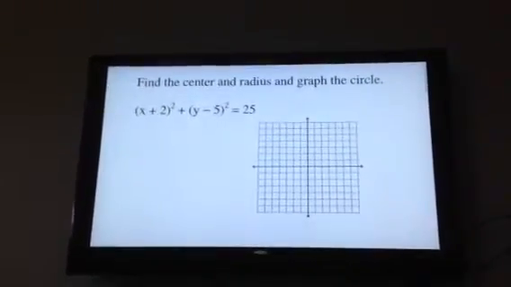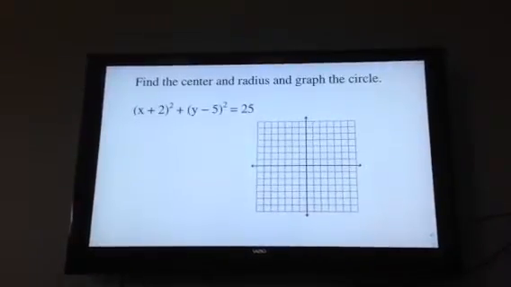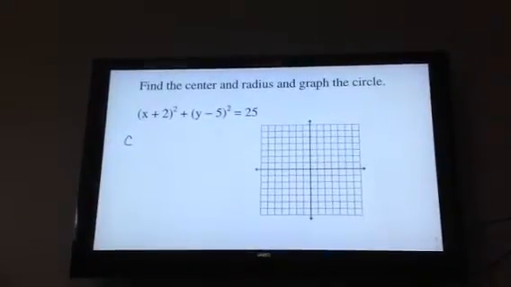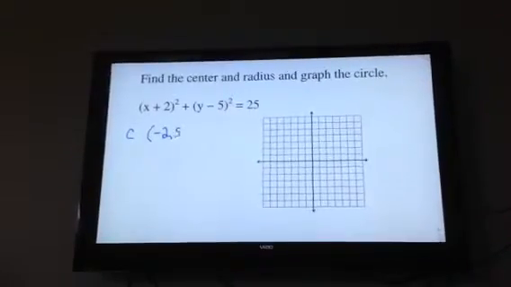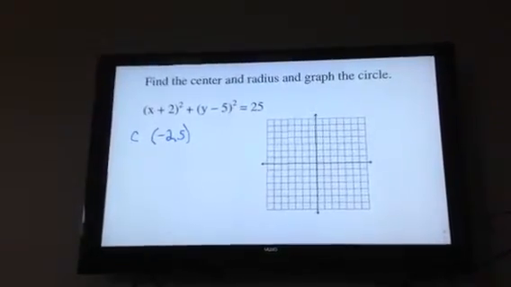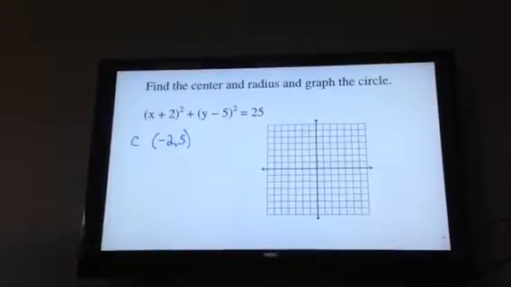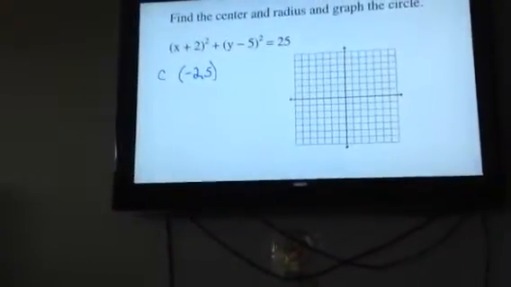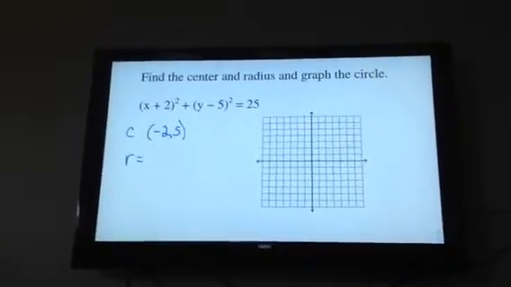Okay, so let's work with a couple of these equations. Find the center and the radius of this circle and graph. Again, because the standard form has minuses in it, we're going to take the opposite of what we see in the parentheses. So because it says plus 2, our h is going to be negative 2. And because it says minus 5, our k is going to be a positive 5. So our center is at (-2, 5). The radius is the square root of whatever that number is. So in this case, 5.